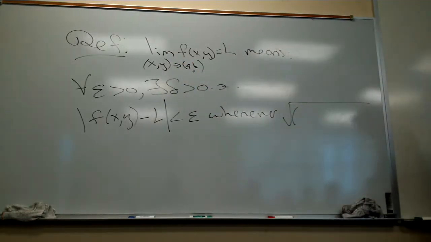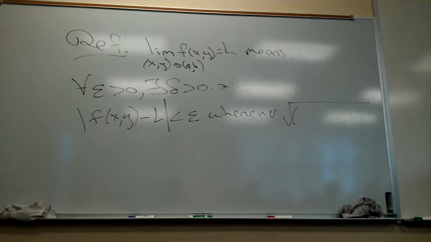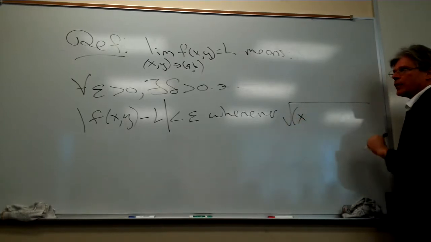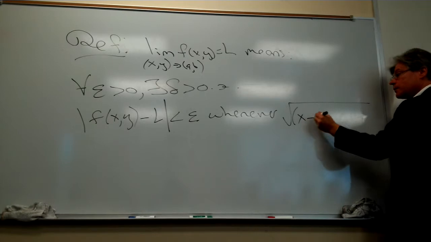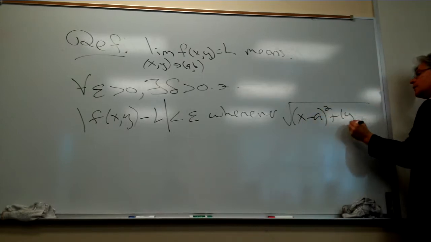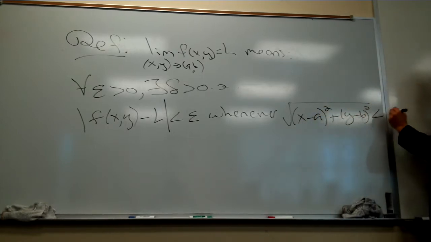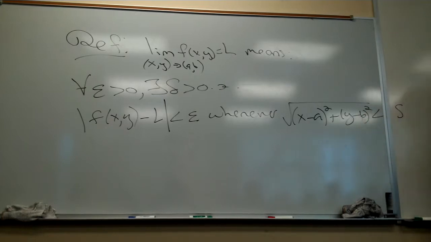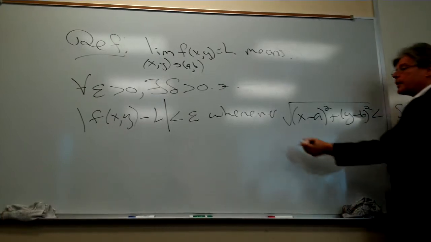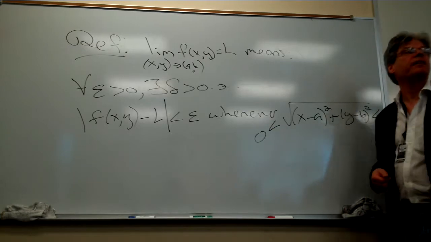Yes, I know. I'll slow down. Whenever the distance between the x comma y point and the a comma b point is no more than delta units. By the way, it's the limit, so I don't really care what happens if I'm actually there.